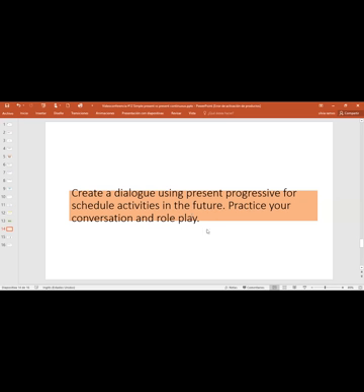Practice your conversation and role play, okay? We are going to do this activity right now. We're going to start this activity and we're going to finish this activity tomorrow, okay? But right now we are going to start writing the dialogue, right? Now the dialogue is going to have present progressive, right? For activities in the future. You're going to practice the conversation and you're going to then practice the conversation in front of everyone else, okay? Vamos a trabajar acá.